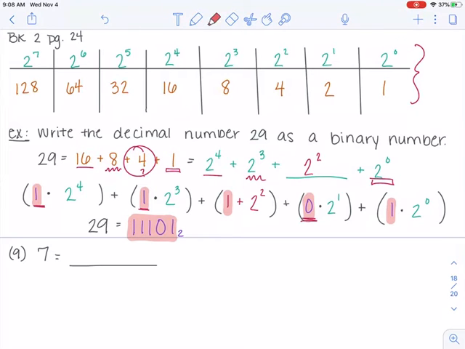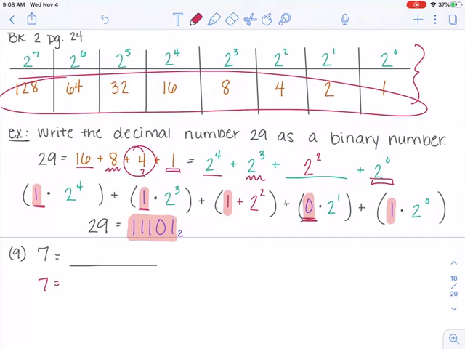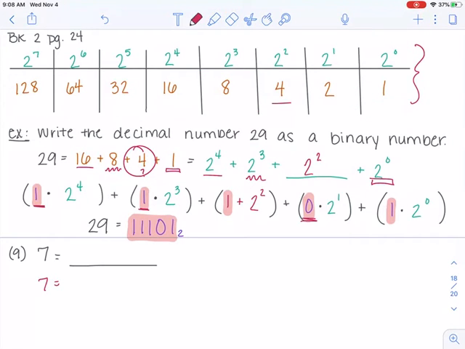Okay, so let's look at number 9. All right, so number 9, they want us to write the decimal number 7 as a binary number. So the number 7 is equal to what numbers added together using our numbers up here. So I know that 4 plus 2 is 6, plus 1 is 7. So I'm going to use these three numbers here, okay? 4, 2, and 1. So 7 is equal to 4 plus 2 plus 1, right?